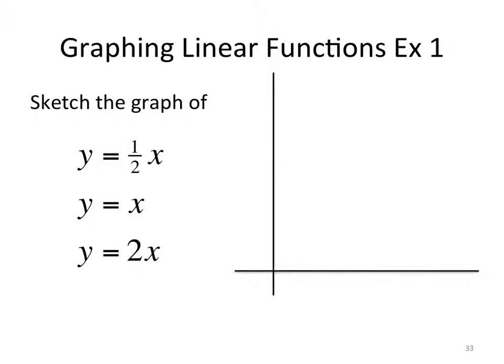Okay, so let's do a couple of examples right here. We have y equals 1/2 x. Now remember, if we use the formula y equals mx plus b, b is the y-intercept, m is the slope right there. So whatever is being multiplied by x is in fact the slope, or what we call rise over run sometimes.